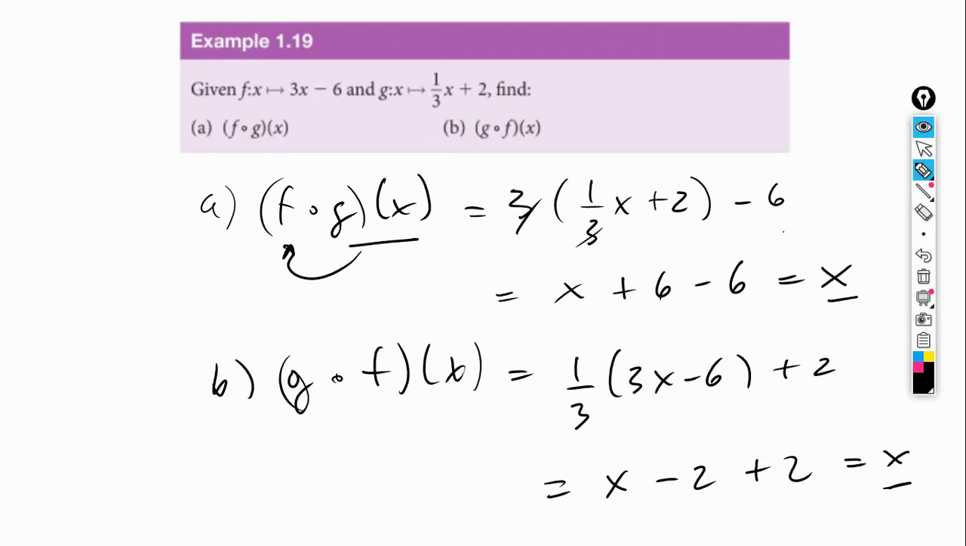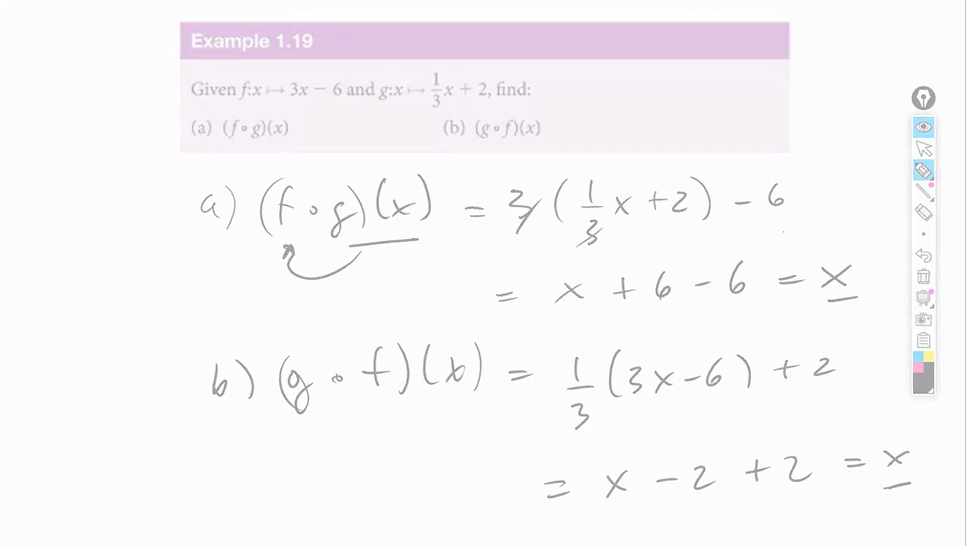That means that f and g are the inverse to each other, and when that is the case, doing the composition of g of f of x and f of g of x and getting the result of x in both cases is a proof that they are the inverse of each other.